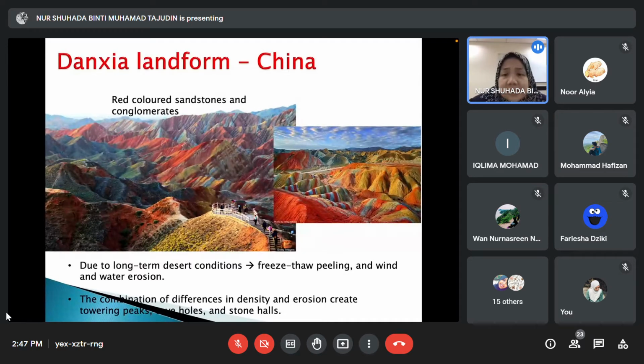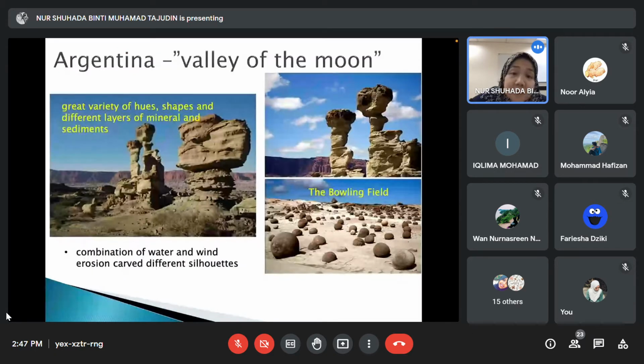So why does it appear red? This is in Argentina. We call it the Valley of the Moon. You can see that the rock shapes are different. That is because the formation is different from what is in China, for example.